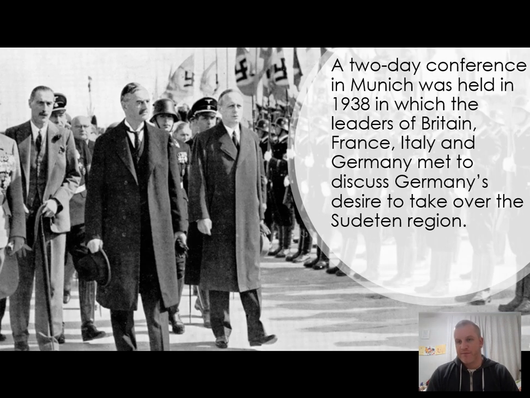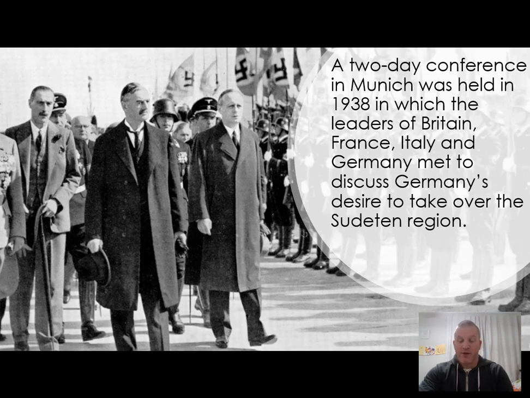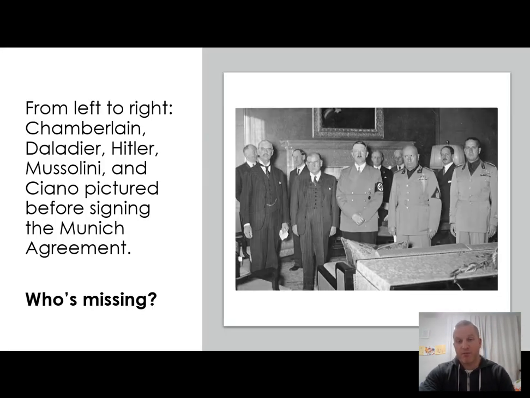And the leaders of France and Britain, Italy are going to meet there, and Germany, obviously, and they're going to discuss what they're going to do with the Sudetenland. Should Germany be allowed to keep it, or should they have to hand it back? Western powers like Britain and France, they'd pledged that they were going to protect Czechoslovakia, but here's a problem.